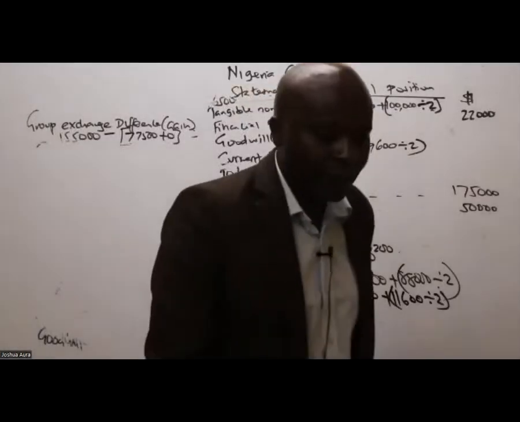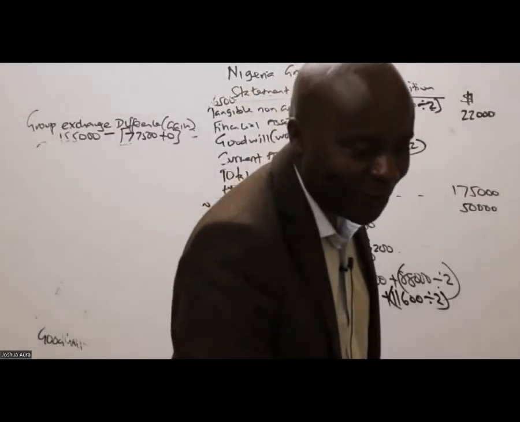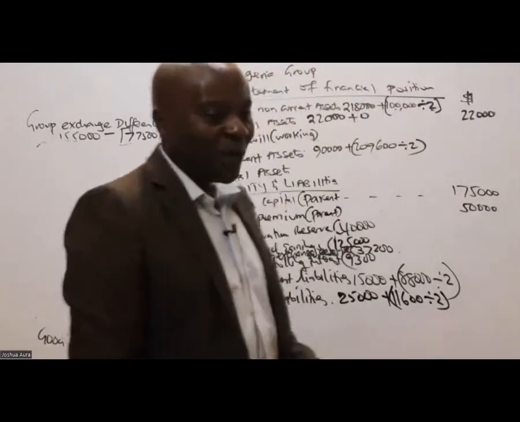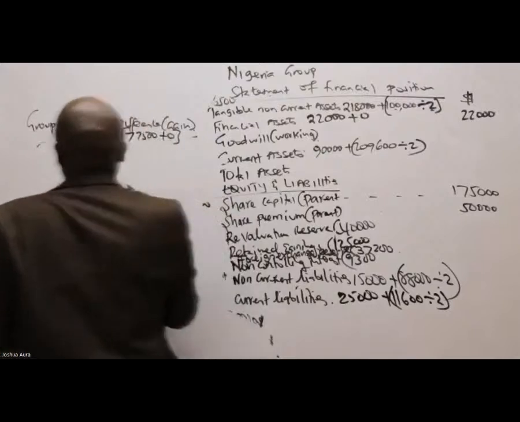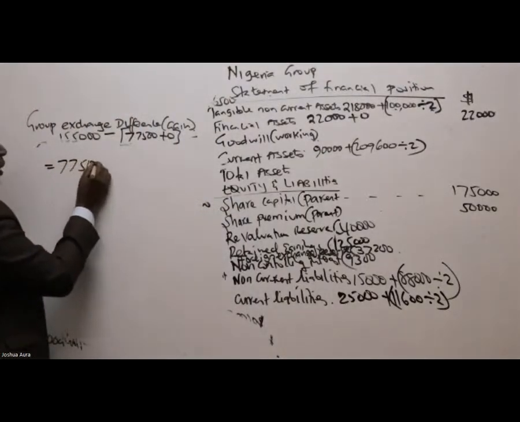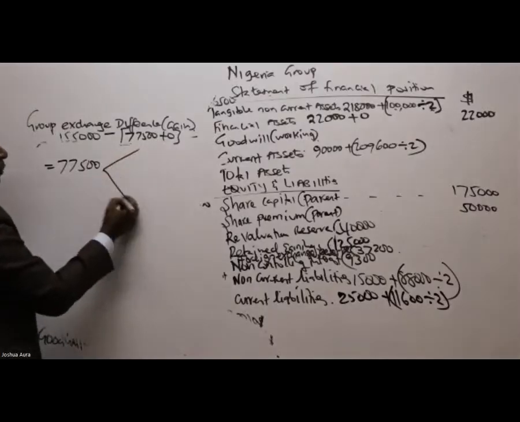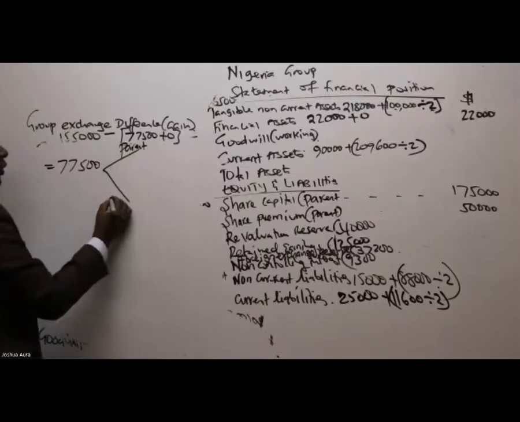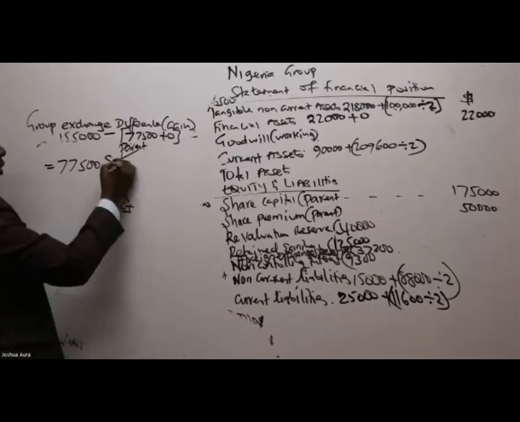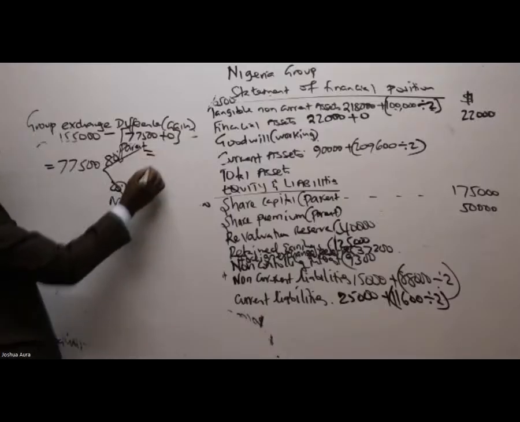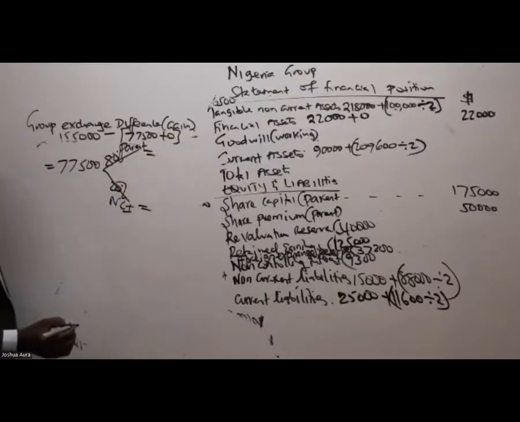Is it 72 or 77? Where are they getting 72 from? I think they are correcting there. So they're telling me it is 77,500. So once I get this 77,500, please share it out. Share it out between the parent and the NCI. Remember, this is 80%, and this is 20%. Please give me the figures.